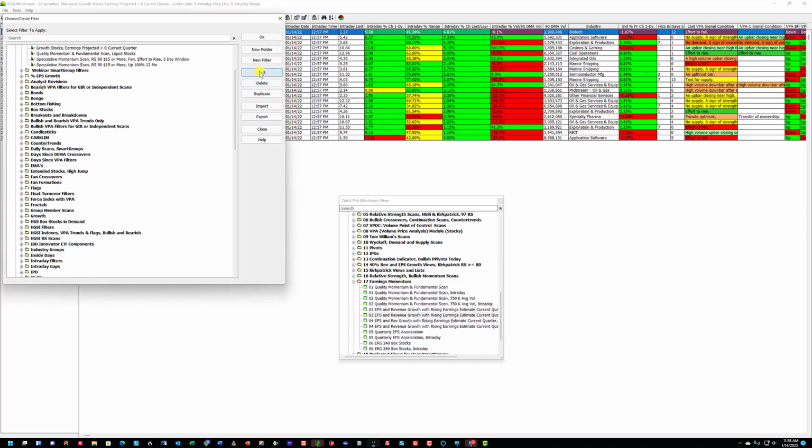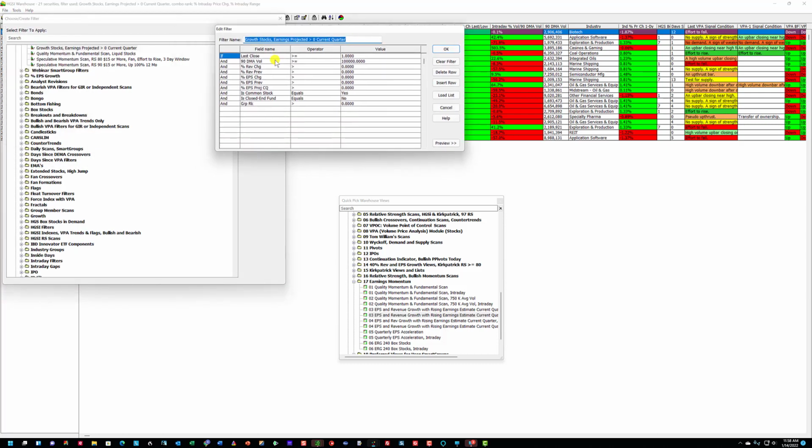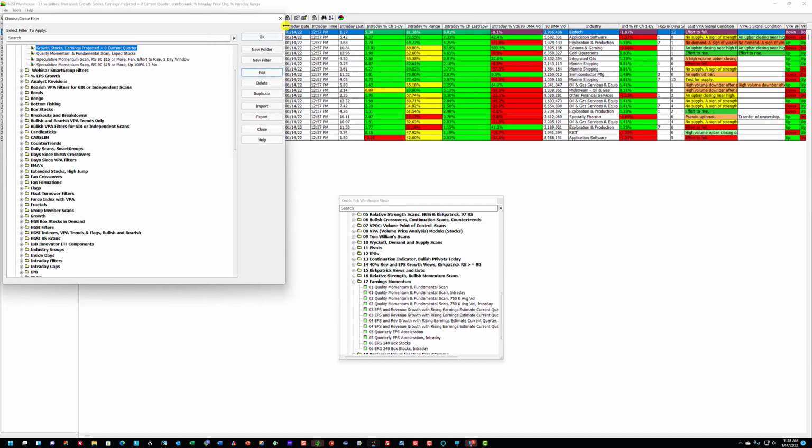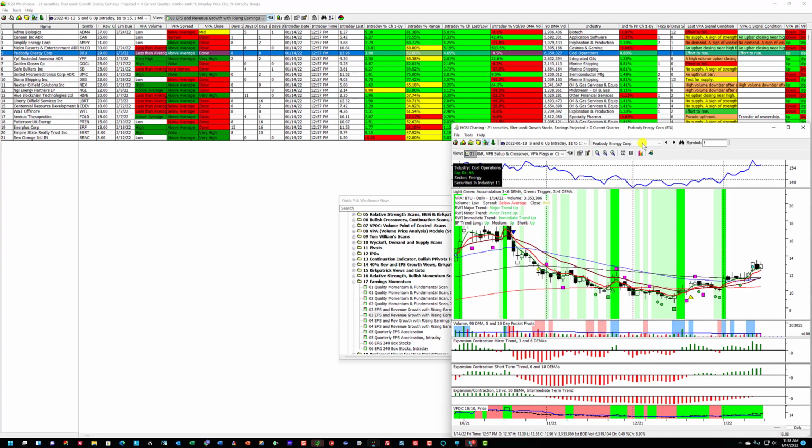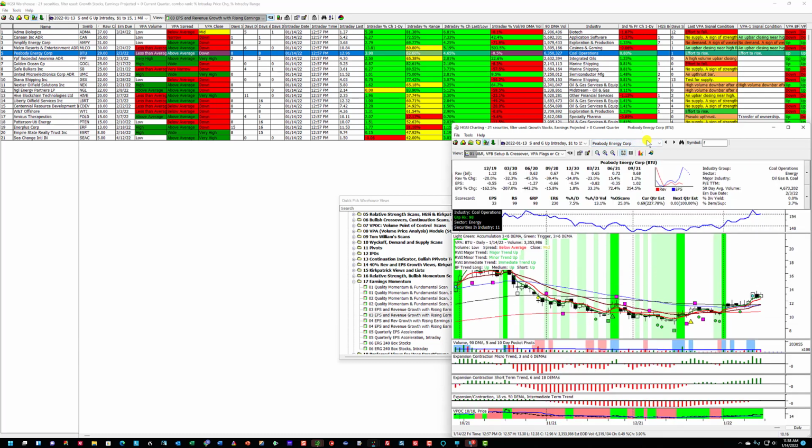Okay, let's take a quick look at this filter. Revenue change is greater than 0, and so is the previous. Same on the EPS change. EPS projected current quarter greater than 0. So this is looking for stocks that are projecting earnings growth this quarter too. Let's just take a look at one of these stocks. I'm trying to find something that's more expensive, but I can't seem to find anything. So we'll use this one, Peabody Energy.